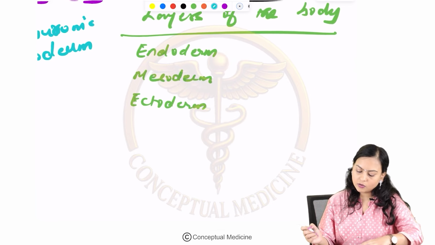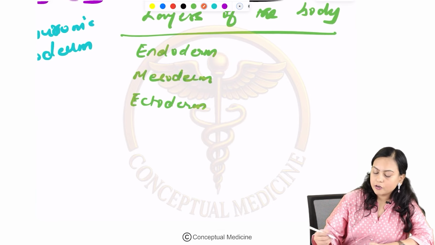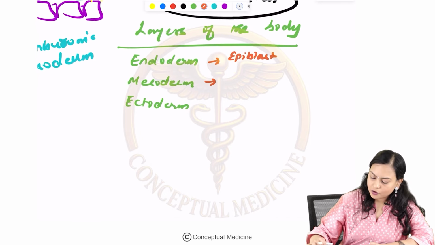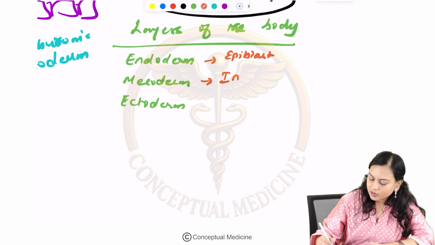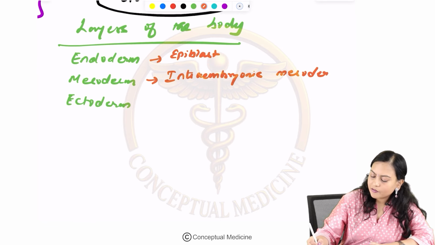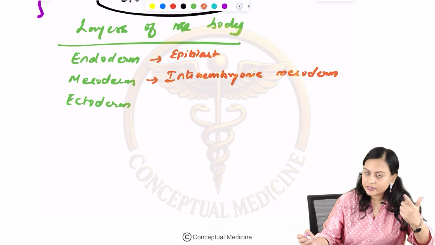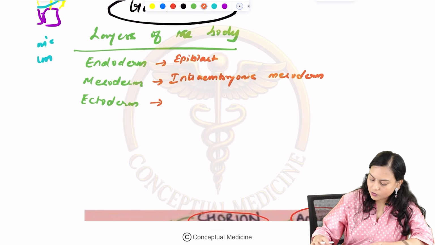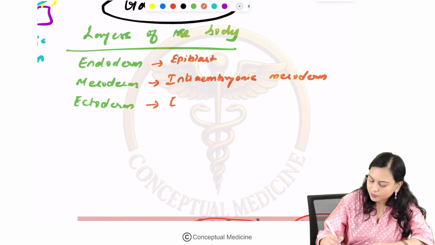Okay, so remember the endoderm is formed from the epiblast. The mesoderm is formed from the intra-embryonic mesoderm, which we have already seen. It is coming from the primitive streak. Again, it is coming from the epiblast. The ectoderm is going to be formed from the epiblast more than the hypoblast.